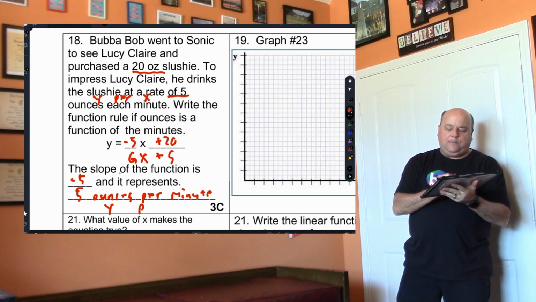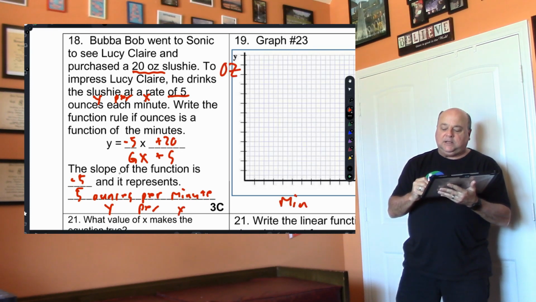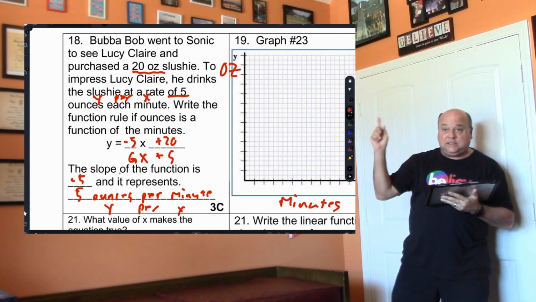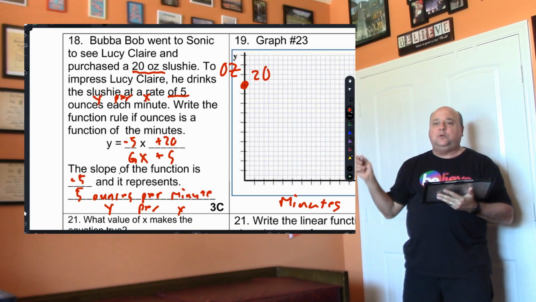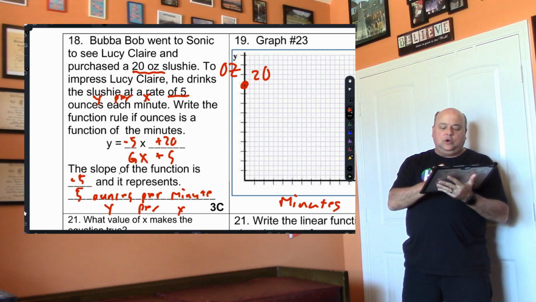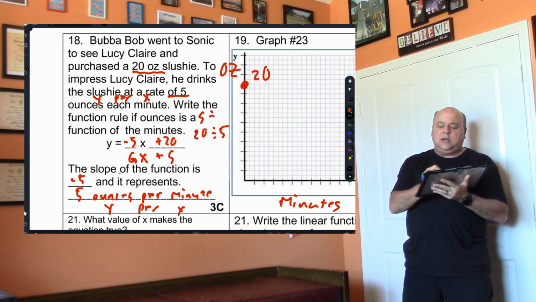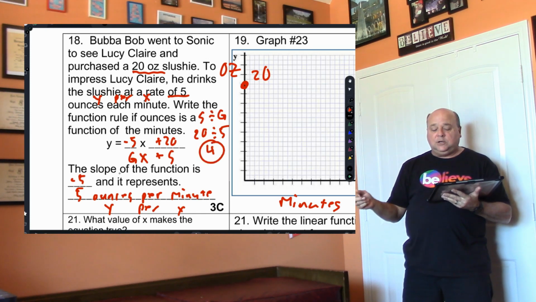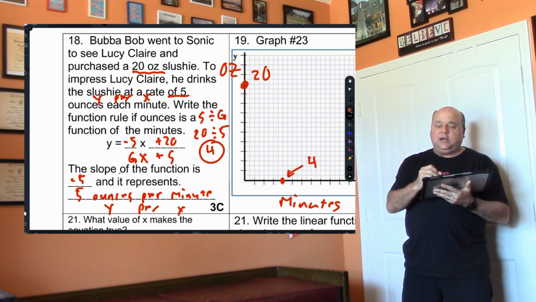Remember, this is Y per X, so our Y is ounces and our X is minutes. Usually the X is time. Now then, we start off at 20, so I'm just going to put a dot up here and put 20. How many minutes will it take you to drink the slushy? So you're going to take the 20 and divide it by the growing number, right? It's the starting number divided by the growing number. That gives you the x-intercept, which is going to be 4. So at 4 minutes, I'm going to drink all my slushy, and it's going to continually go down.